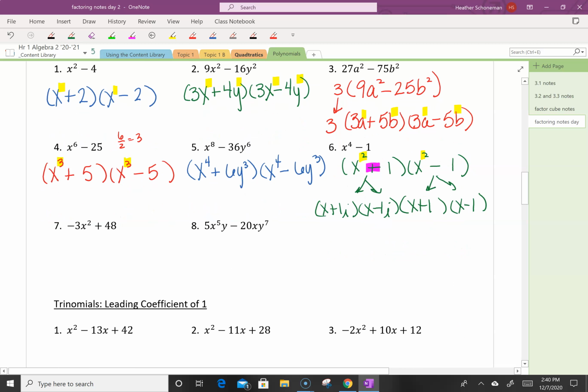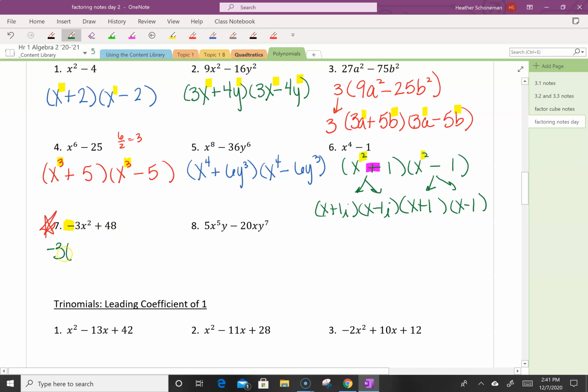Okay, number 7. This is one that gets flagged, because the leading coefficient is negative. Anytime the leading coefficient is negative, you know you have to factor out at least a -1, if not more. But on this one, we can take out more than a -1. We can take out a -3. Now I didn't take out variables, so my variables aren't going to change, just my numbers.